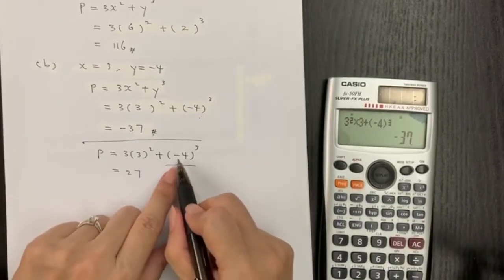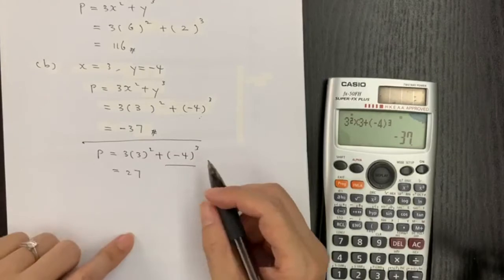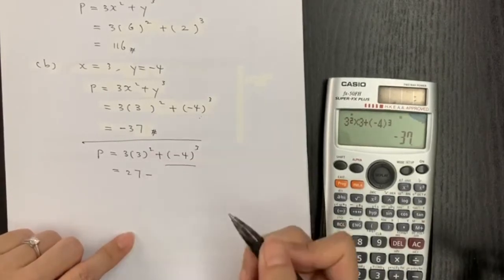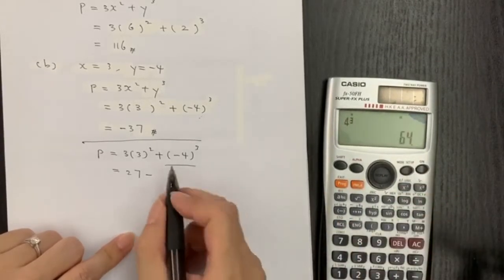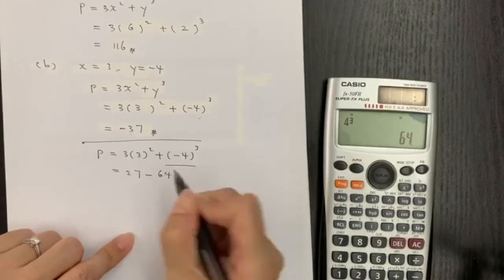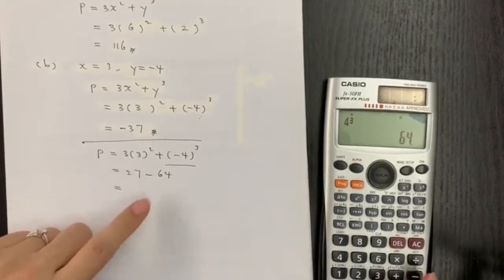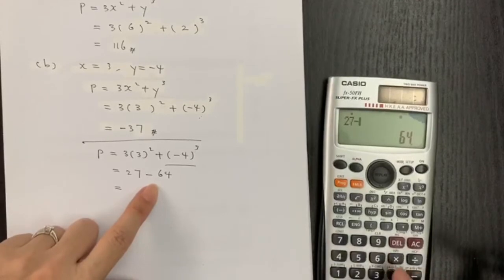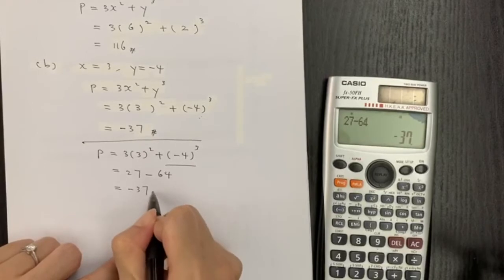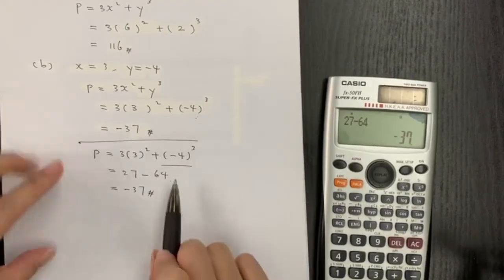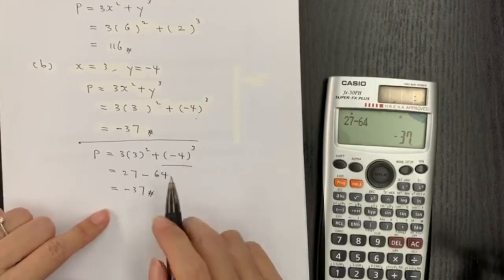Okay, so look at this. This is a negative 1. So that will be minus 4 times minus 4 times minus 4, 3 times. So the whole thing, the value is minus, okay, so 4 to the power 3, which is minus 64. Alright, so therefore I have 27 minus 64, which is same as minus 37. Okay, so that means something very, very important to this minus.